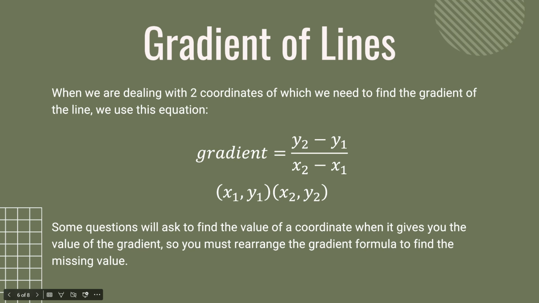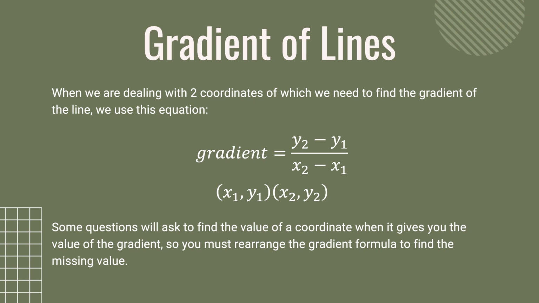When we're dealing with two coordinates of which we need to find the gradient of the line, we use this equation. Gradient equals y2 minus y1 divided by x2 minus x1, because your first bracket is x1, y1, and your second bracket is x2, y2. Some questions will ask you to find the value of the coordinate when it gives you the value of the gradient. So you must rearrange the gradient formula to find the missing value.